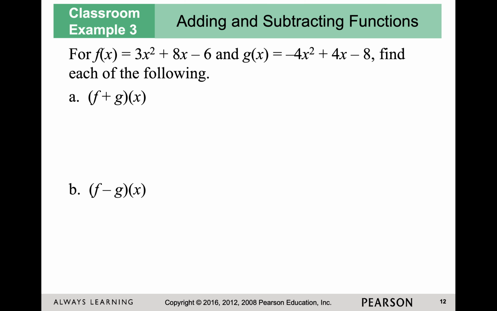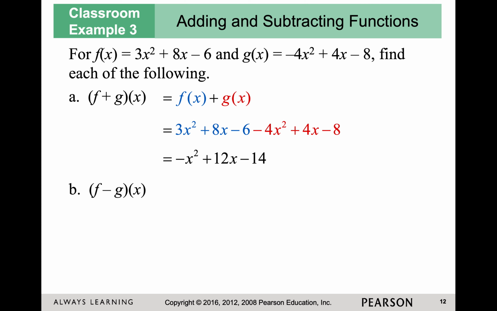So here's an example where I have an f and a g value, and in part A, it's telling me to add them together. So I'm not multiplying this by x. I'm breaking it out into f of x plus g of x. I'm going to put them in. Now, I'm going to combine my like terms. Because there's addition, I didn't need to distribute any negatives.